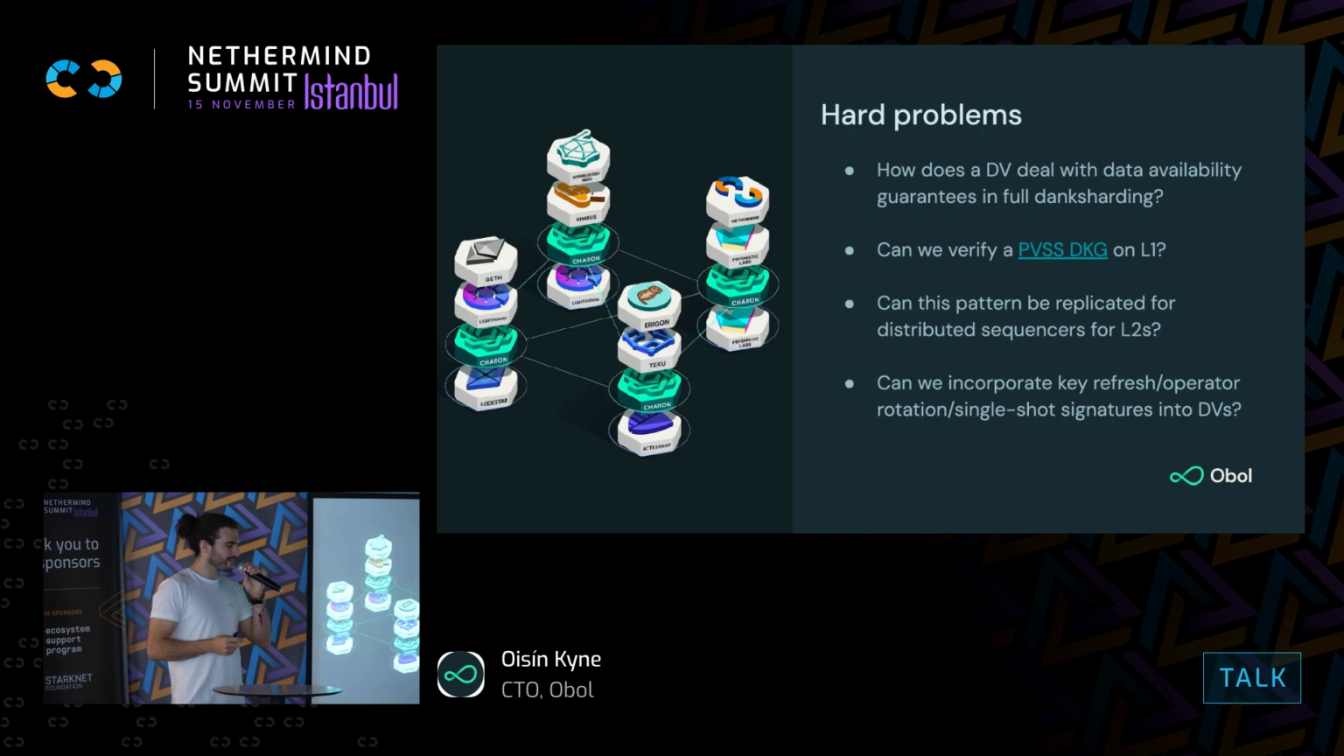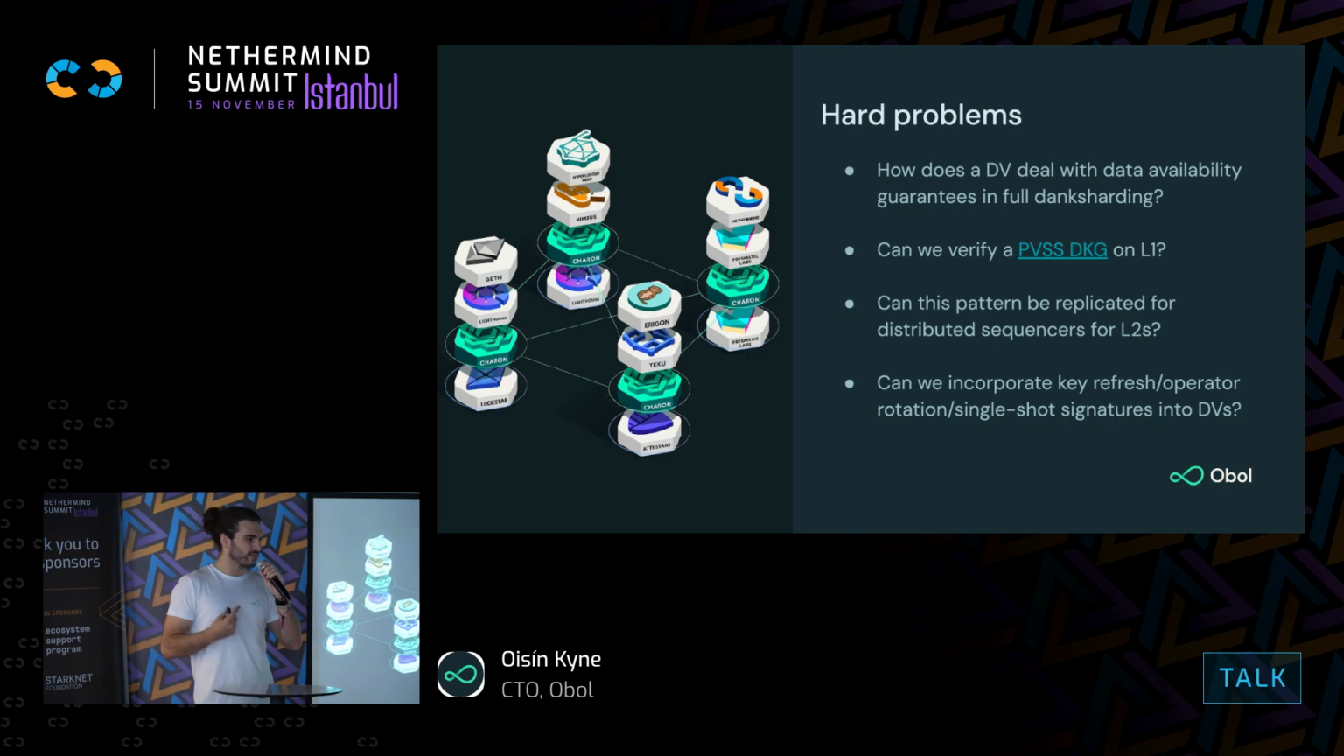The next one is, can we verify a PVSS DKG on L1? I think the answer to that is not necessarily, but we can verify that a VSS was evaluated correctly with a ZK proof. I would direct you to the forum to give a read of that. It's pretty sweet. Does this pattern make sense for distributed sequencers at L2 is something we look at.